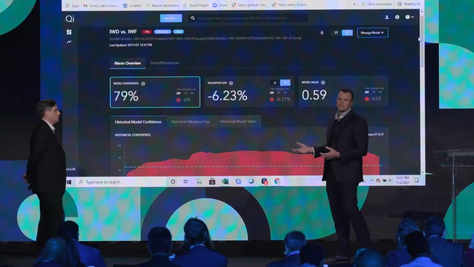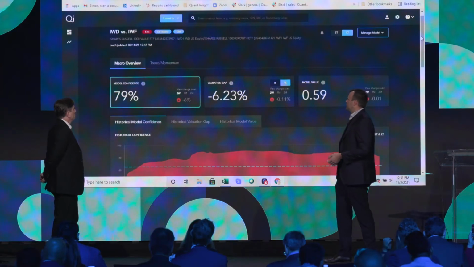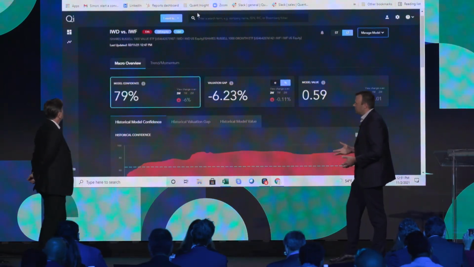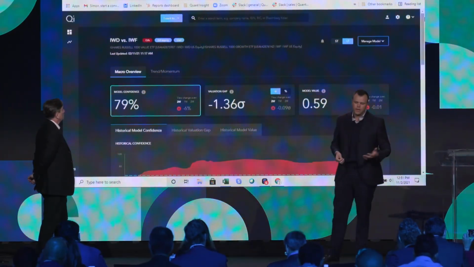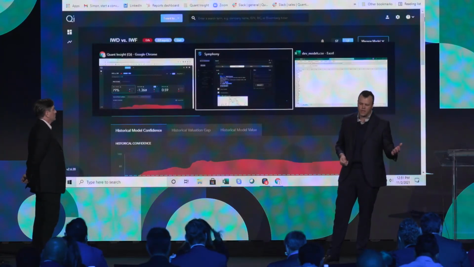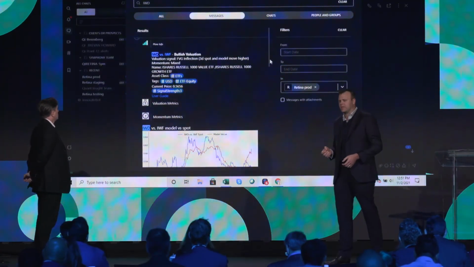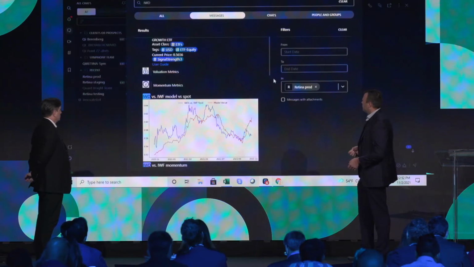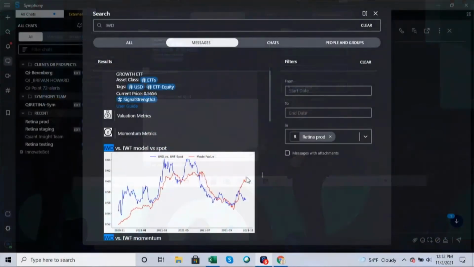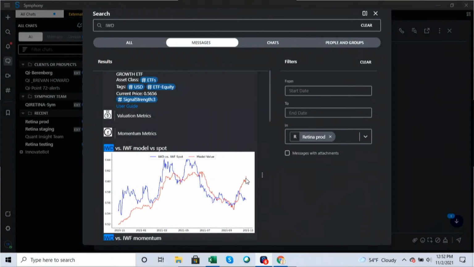And so just more of a recent example that triggered a day or two ago is IWD versus IWF. And to give you an idea of what that is, IWD is a value ETF, and IWF is a growth ETF. And so basically it's suggesting that the ratio between the two has deviated from the fair value. And so here you can see that the model is saying you should move more into a value portfolio because right now growth is doing very well, but the macro fair value for all of this should suggest that value outperforms growth from here.